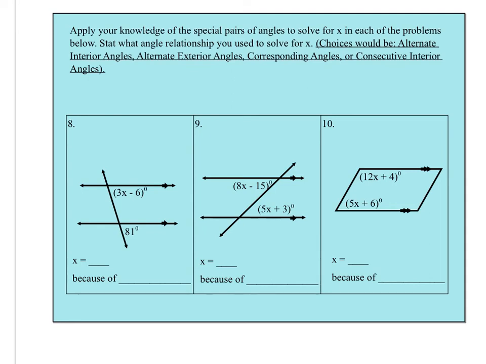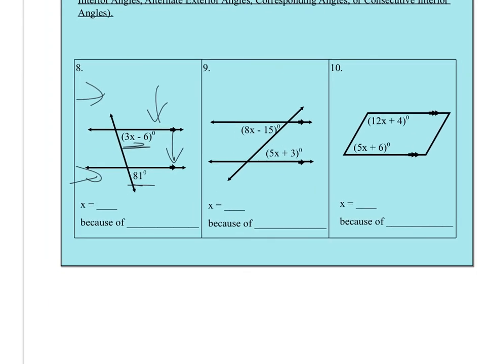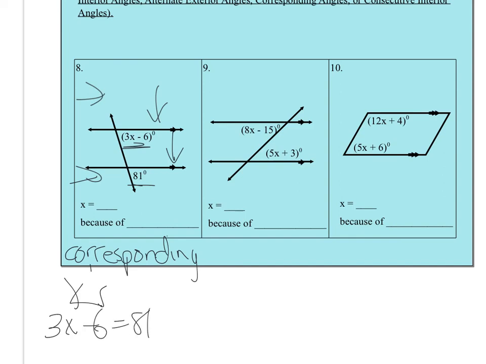3x minus 6 and 81. Notice they're both on the same side and they're both below, so they're both in the same location. So that makes it corresponding. I got to be able to write better than that. That's a little better. Corresponding angles. So I want to say 3x minus 6 equals 81. So I get 3x equals 87. So I get x to be 29 because of corresponding angles.